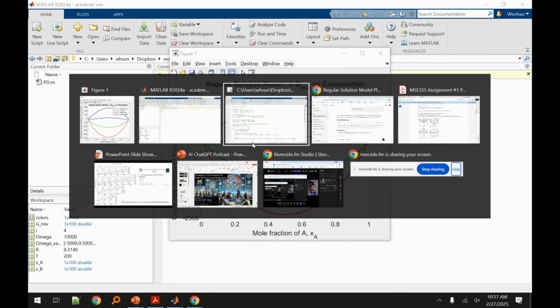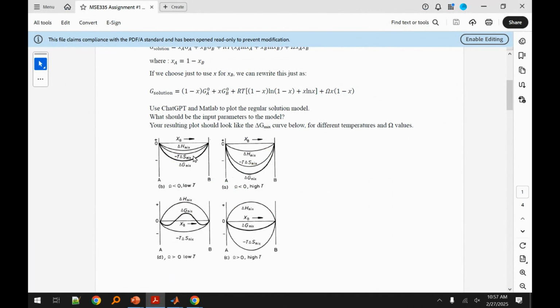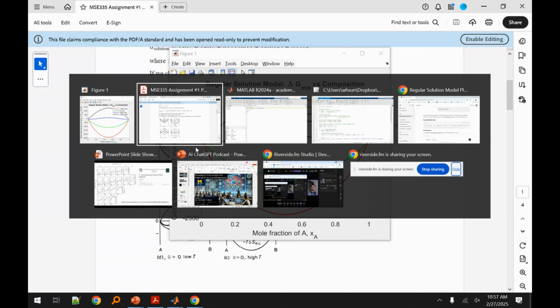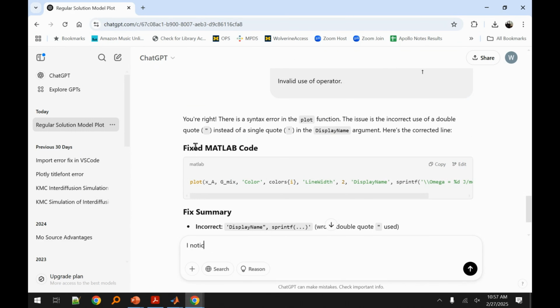Now, one thing I want you to notice is that ChatGPT doesn't plot it at 0 and 1, because log at 0 is negative infinity. And so you can just say to ChatGPT, I notice you're not plotting at x equals 0 and x equals 1. Can you just hard code those points in?